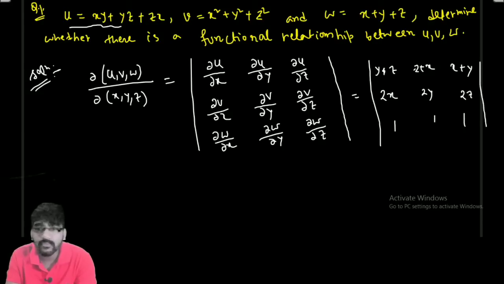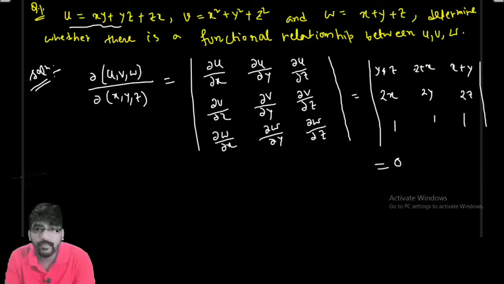Now if you expand this determinant and solve it, you will get 0. Then you can easily say that there is a functional relationship between these. And now, what is the relation? You can find the relation from here easily. So what is the relation?